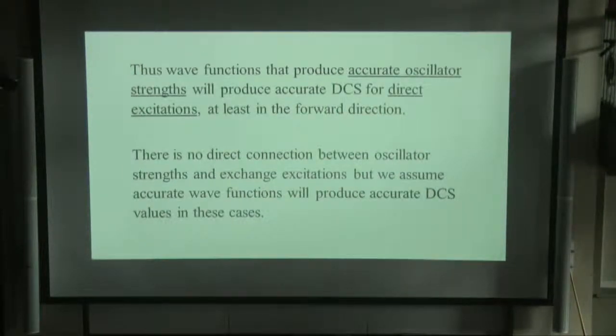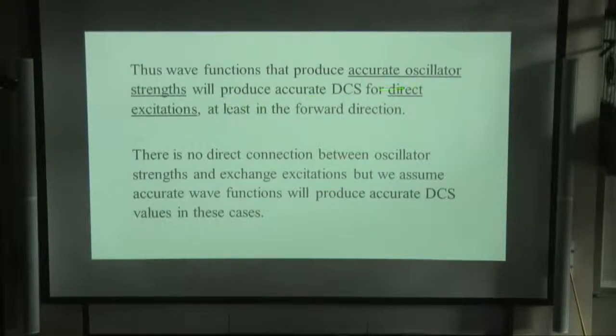So what this means is that we need wave functions for the band state that produce accurate oscillator strength. And if we do that, we should get a good value for the integrated cross-sections for direct excitations. So this is the primary condition.